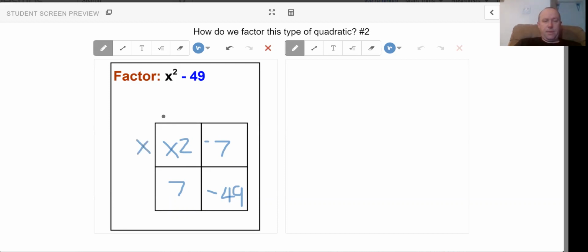And then as I'm filling in my grid, obviously x times x is x squared. X times, this should be -7x, of course. There we go. X times -7 gives me -7x. X times +7 gives me 7x. And we're finished with that one.